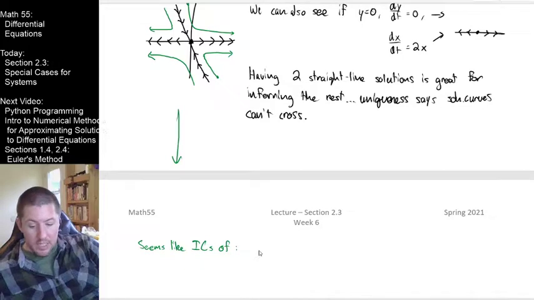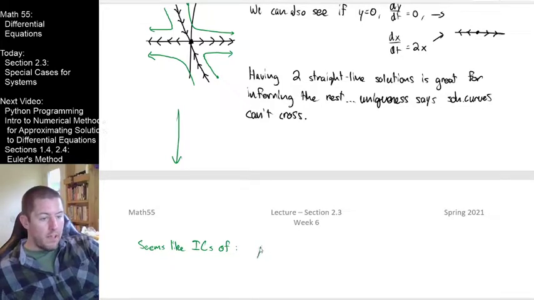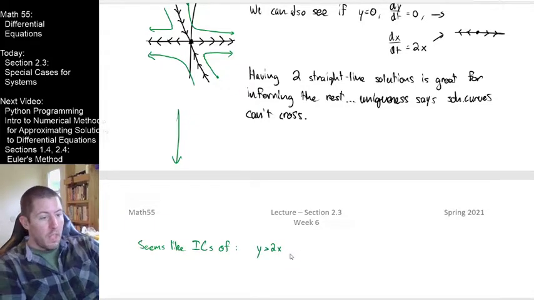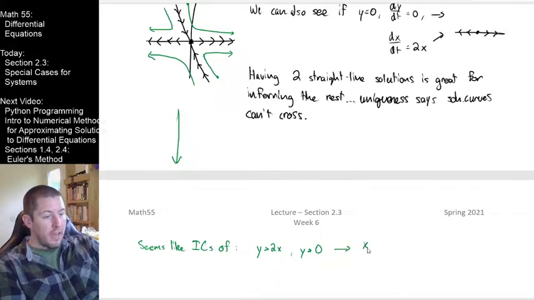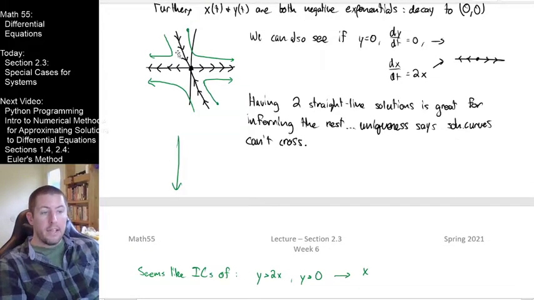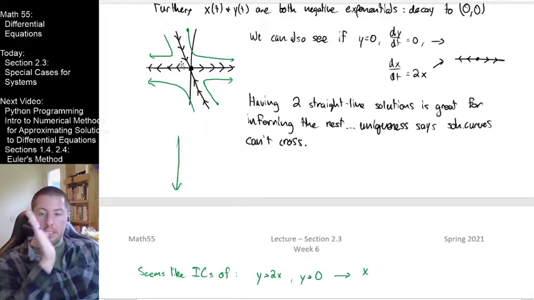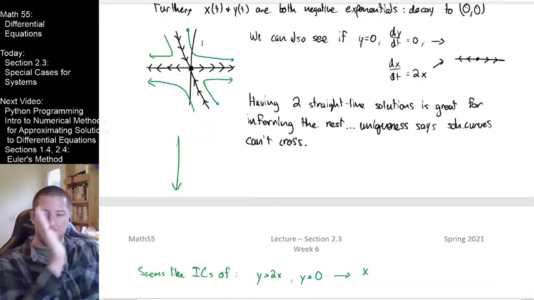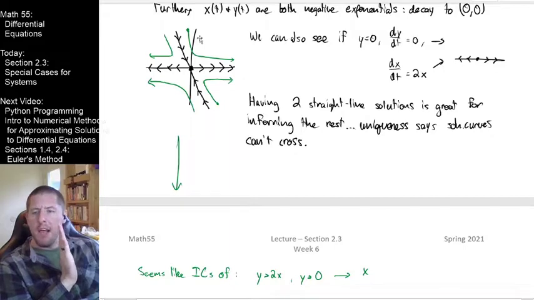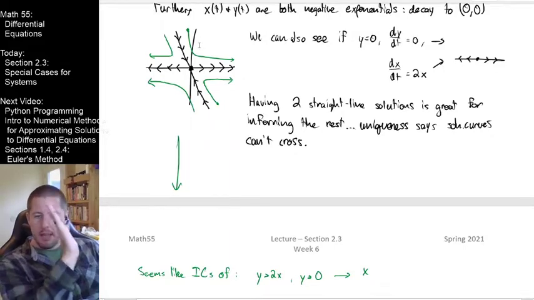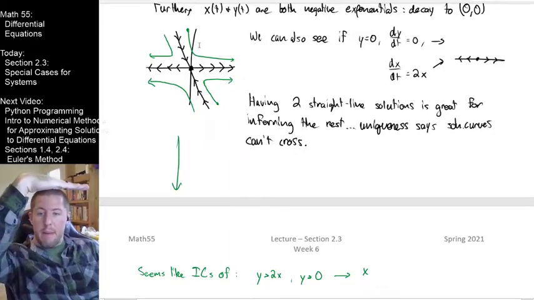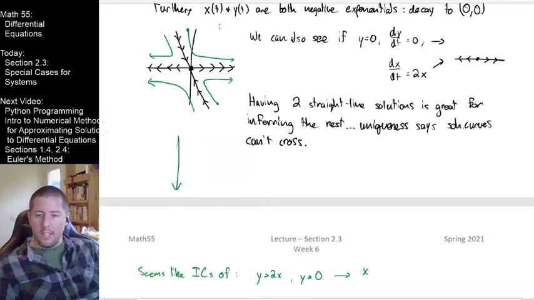So if we have initial conditions where our y value is greater than 2x and our y value is greater than 0, then it looks like we're going to have our x value... So here I'm saying y is greater than 2x, meaning we're above the skew curve. We're to the right of that skew curve, that oblique line right there, the angled line. Y greater than 0 means we're on the top half of it. So this is sort of like quadrant 1 sort of stuff right here.